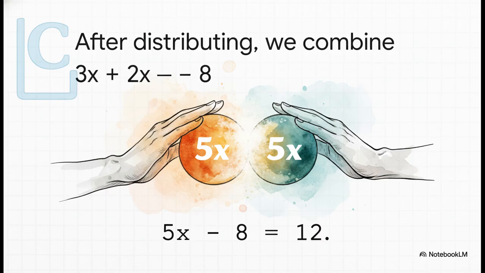Step 2, combine. Notice how we've got a 3x and a 2x sitting right there on the same side? Before we move anything across that equal sign, we clean this up. We combine them into 5x. See how that instantly makes the equation simpler? Now we're just looking at 5x minus 8 equals 12.